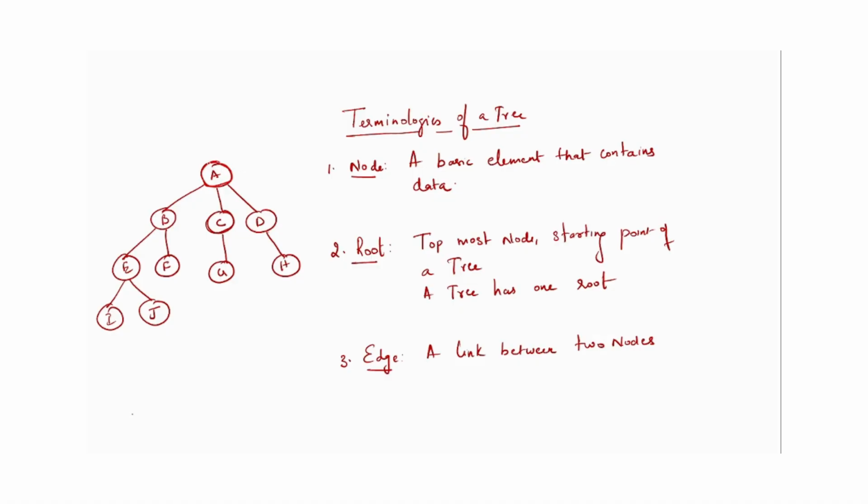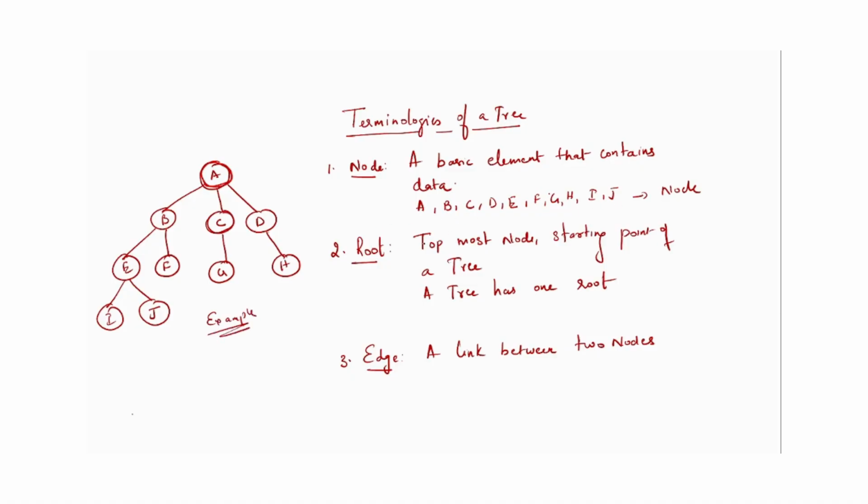For example, A is a node. This is just a logical representation. A might contain some data like 10, 20, 30. I am representing nodes with letters, but a node can contain data like 10, 20, 30, 40, anything. A node is a basic element that contains data. Here A is a node, B is a node, C, D, E, F, G, H, I, J. All these are nodes in this example tree.